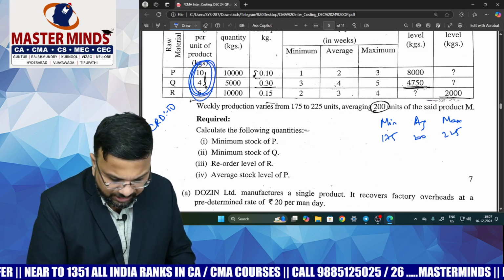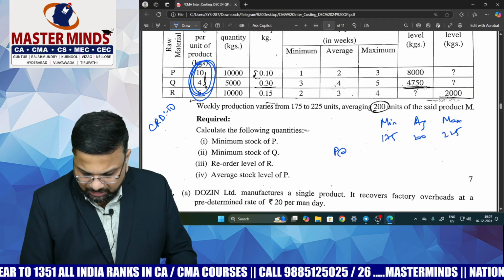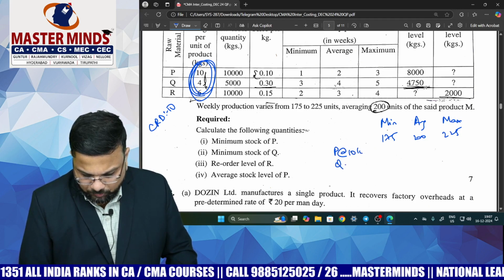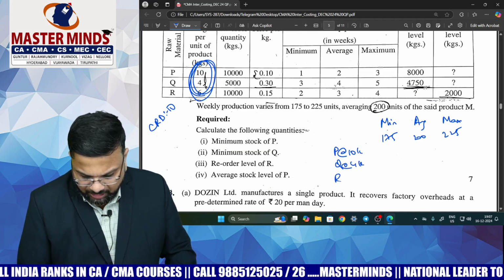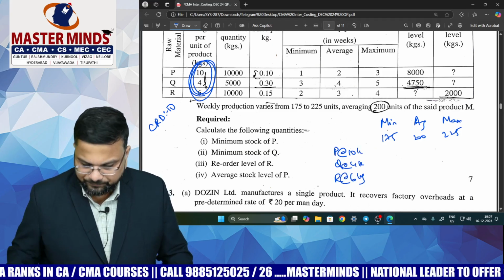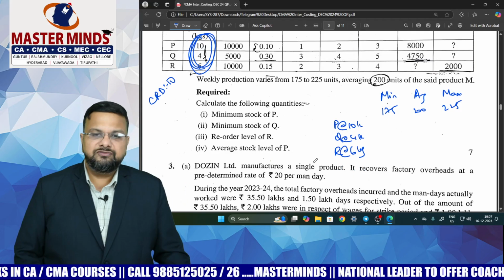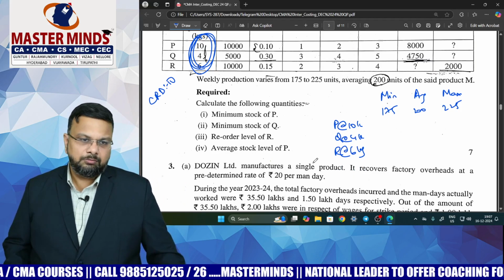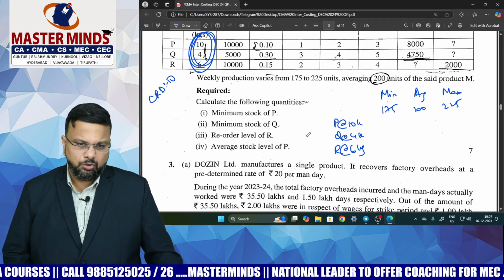Conversion rate is given as 10, 4, 6. So P at the rate of 10 kgs, Q at the rate of 4 kgs and R at the rate of 6 kgs is given. Okay. So using this information, you can prepare a table. I can use the formulas and do the problem. So it's a basic problem. Okay. No complication at all.